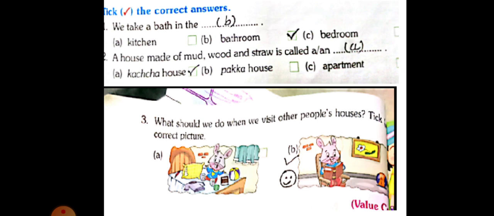Third MCQ, this is your valuable corner question, that is C. What should we do when we visit other people's house? Sorry. What should we do when we visit other people's house?